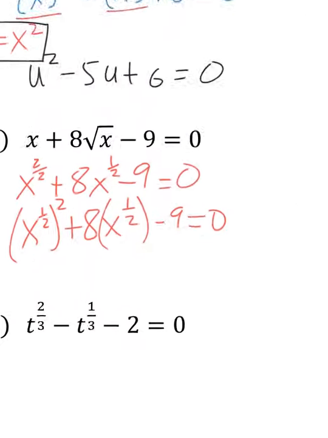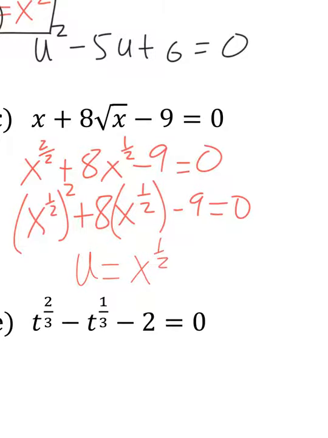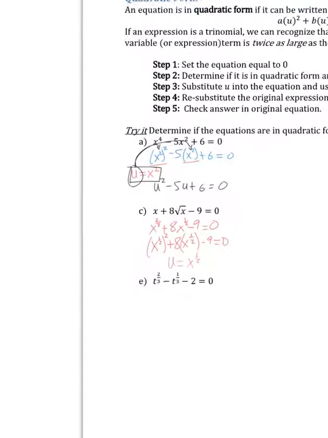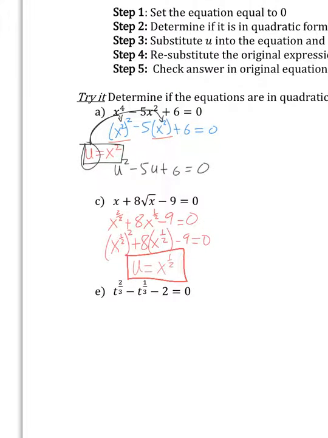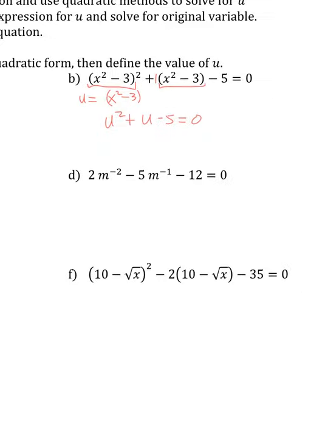So here we're going to want u to be that x to the 1/2. And then when we swap it out, which we'll do in a moment, we get u squared plus 8u minus 9 equals 0. And we can deal with that. Could you explain how you got the x to the 1/2 squared? What is 1/2 squared? So power to power, we multiply the exponents. Oh, okay. Power to power, we multiply, and that gives us that little invisible 1 there, right? Makes sense.